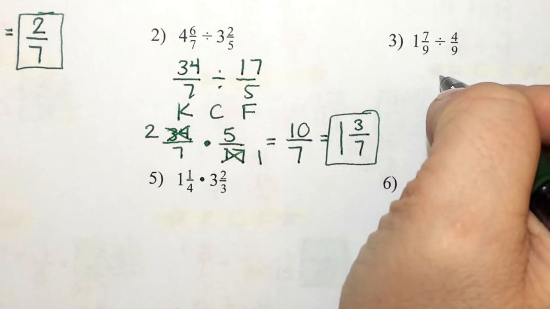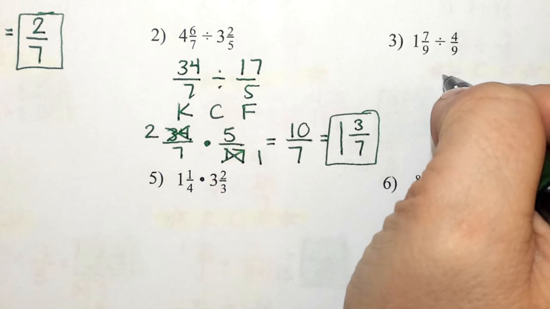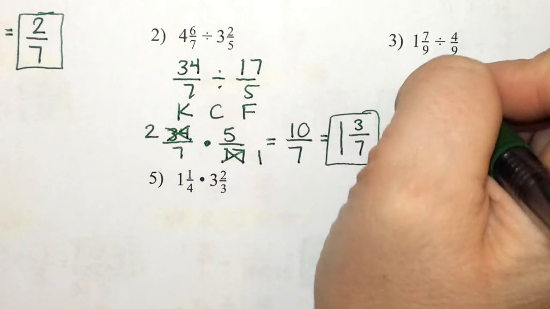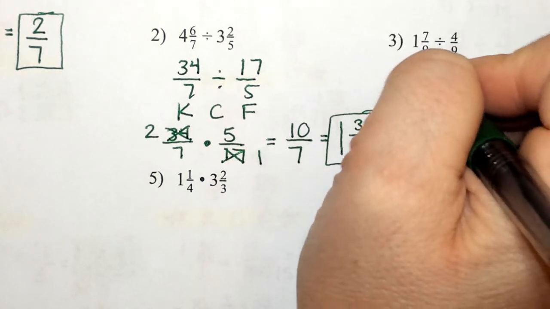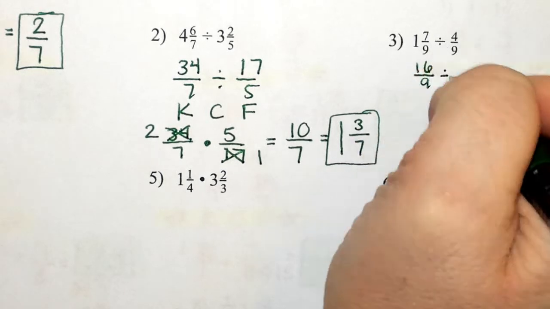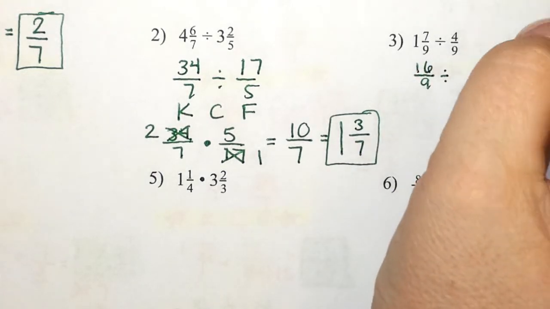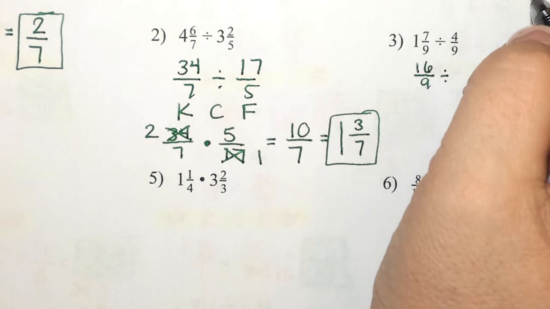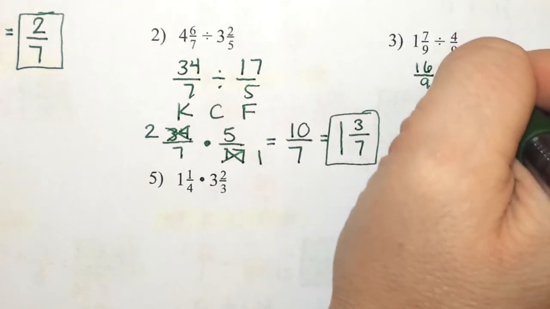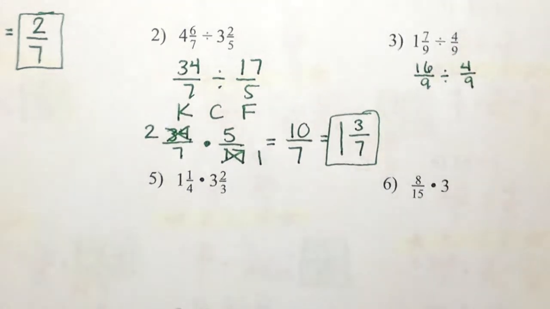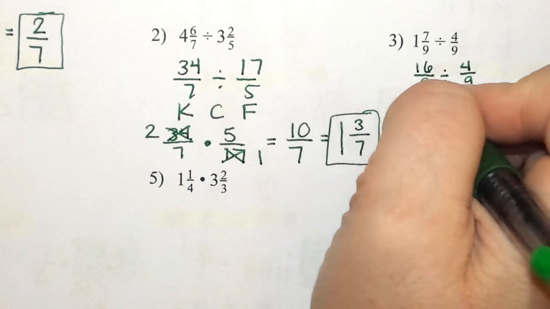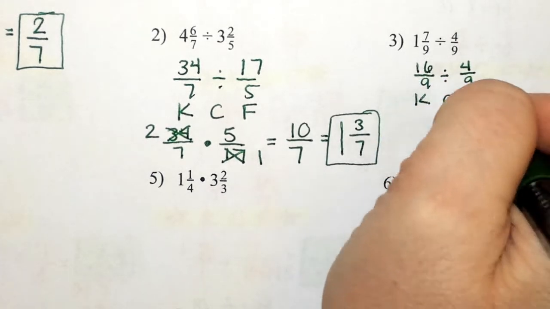Yeah, 16. 16 ninths divided by 4 ninths. Okay, perfect. All right. Should I simplify? No. Not yet. It still says divide.